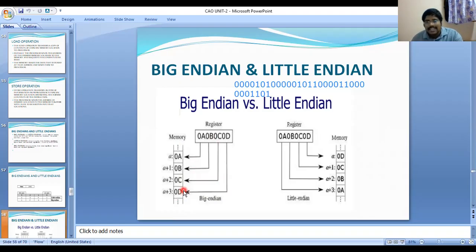Whereas coming to little endian, if you observe carefully here, this 0A is there, the topmost value. This is not going to be stored in the first memory location.